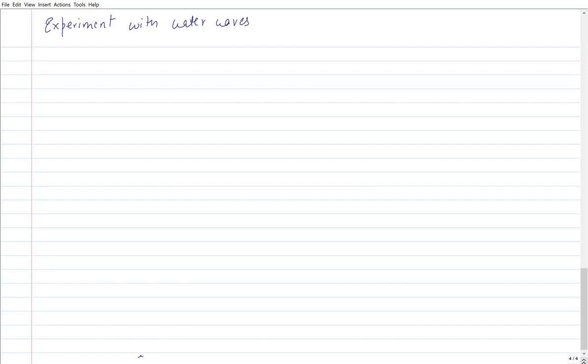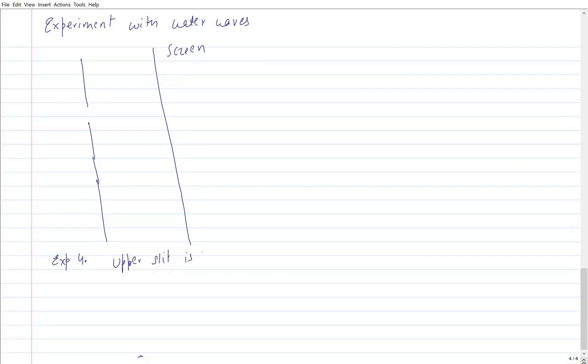I have a similar sort of setup. I have a double slit experiment. I have a screen, and let me close the screen over here. So I have experiment 4, where I am using water waves, but again the upper slit is open. As usual, the name of the upper slit was slit 1, and I have a source of water waves coming.